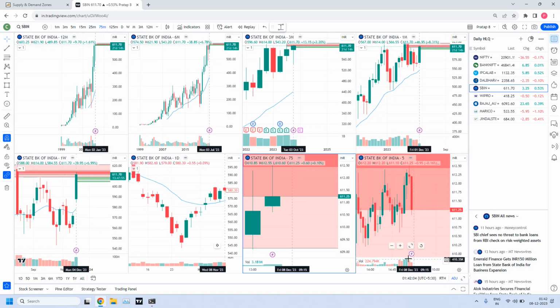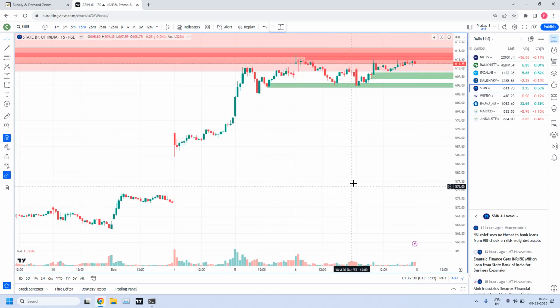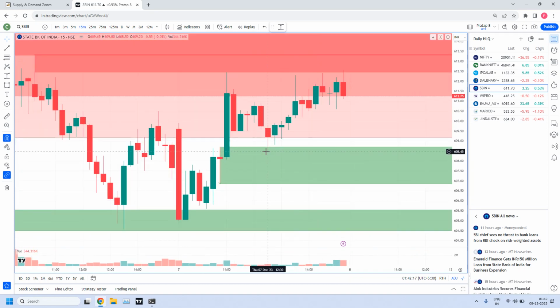Sorry, let me go to the 15 minutes time frame. Let me change the time frame to 15. See, we have already drawn this rally base, so it reached the target. And what is the profit it has given? The second entry has given 5,625 rupees, which is 3.44%. The first entry is 6,300, 3.85%.